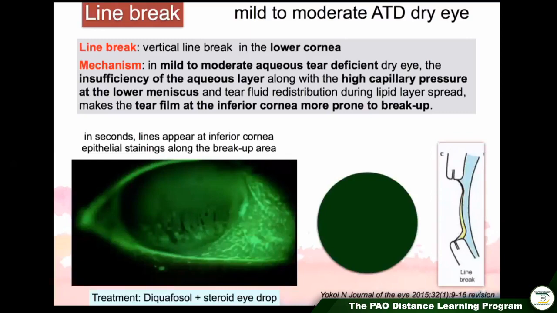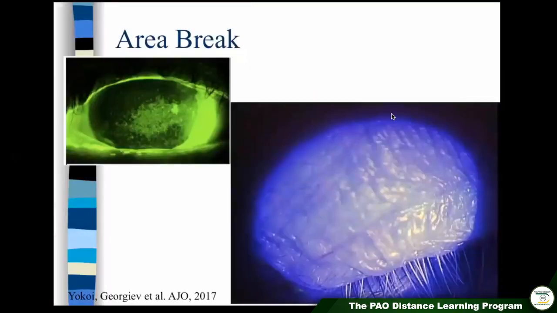So for line break, it looks like this. When they open the eye, you see this vertical break inferiorly, over an area with punctate keratopathy. This is also due to an aqueous deficiency, but a milder form. In area break, it's severe.